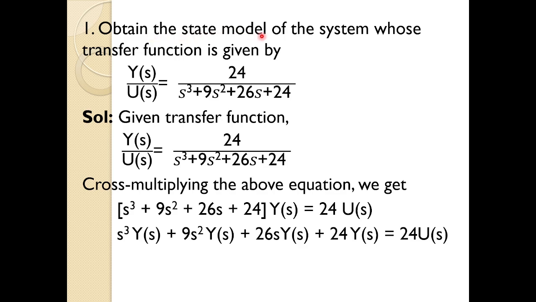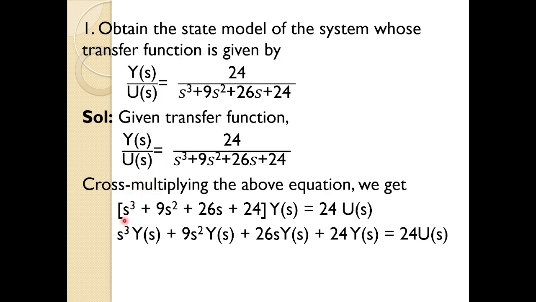So obtain the state model of the system whose transfer function is given by Y(s)/U(s) = 24/(s^3 + 9s^2 + 26s + 24). Here Y(s) is the output and U(s) is the input. So just write down the transfer function: Y(s)/U(s) = 24/(s^3 + 9s^2 + 26s + 24). Now cross multiply the right hand and left hand terms.